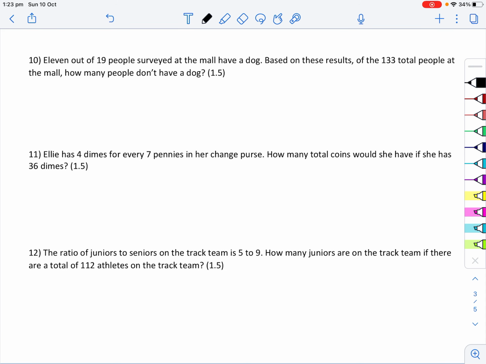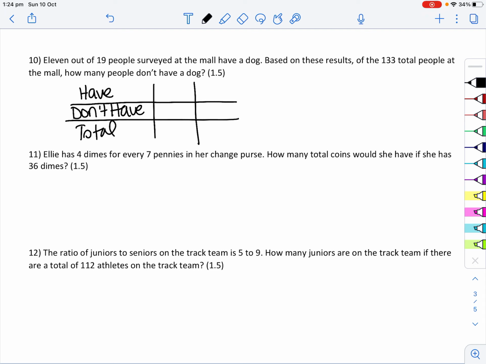Number 10 says 11 out of 19 people surveyed at the mall have a dog. Based on these results, of the 133 total people at the mall, how many don't have a dog? So I've got have and don't have and total. I'm going to create a table for this one. So 11 out of 19 have a dog, so that means that 8 do not. Based on these results of the 133 total people, so 19 total people.